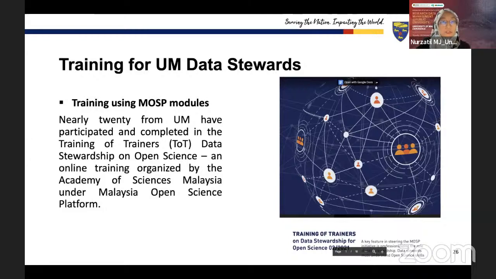I'm not quite sure if IIUM has joined these modules. I think this is a great opportunity, a starting point for librarians or anyone who wants to be data stewards to learn what open science is and what RDM is. Although the training is provided online, so it's quite theoretical, at least we have a good foundation about what data stewardship and RDM are all about.